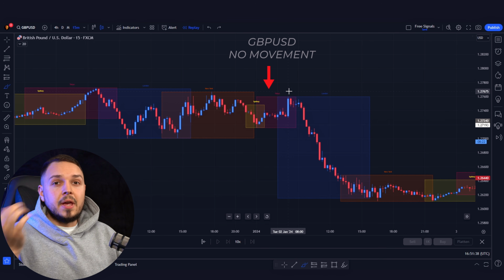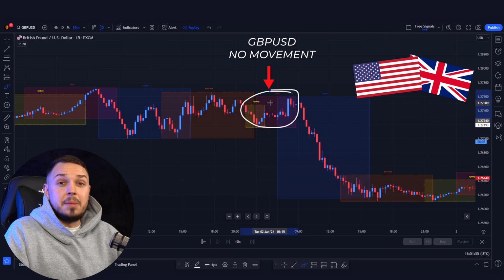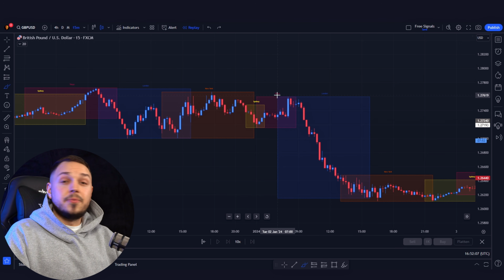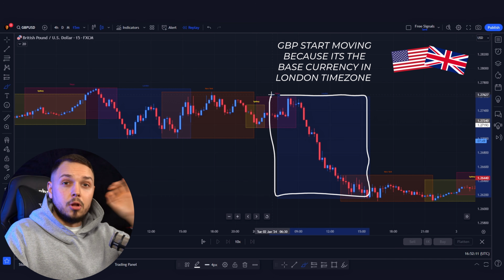For example, if we take a look at GBP USD, you wouldn't want to be trading in the Asian session simply because there's a lack of liquidity. And if we take a look further, GBP USD starts moving heavily after the London session actually opens. The London session based currency is of course the Great British Pound, and that's why we see such movement.